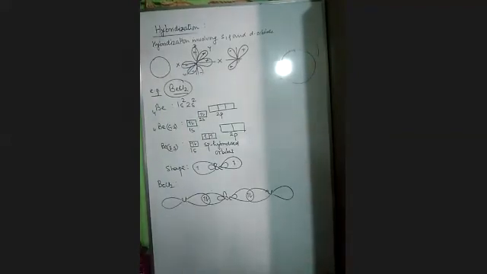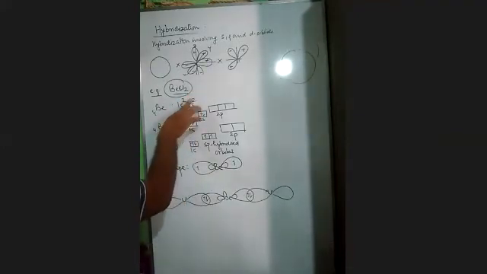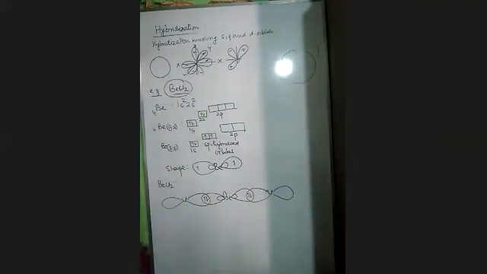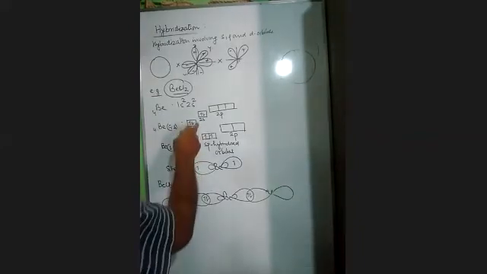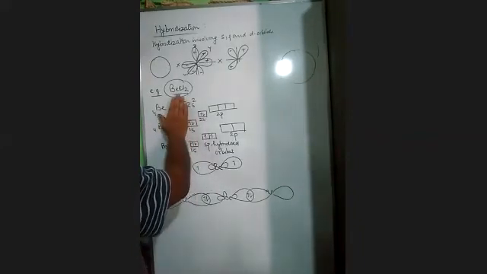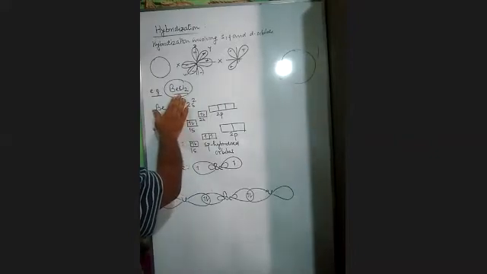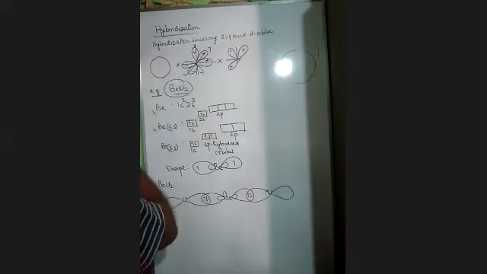Why? See, take the example of helium. This is the electronic configuration of helium, 1s2. Helium does not form any compound. Then why should beryllium form one?